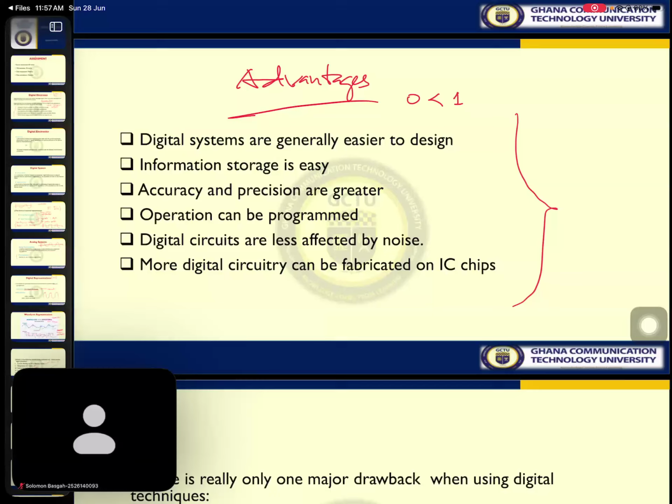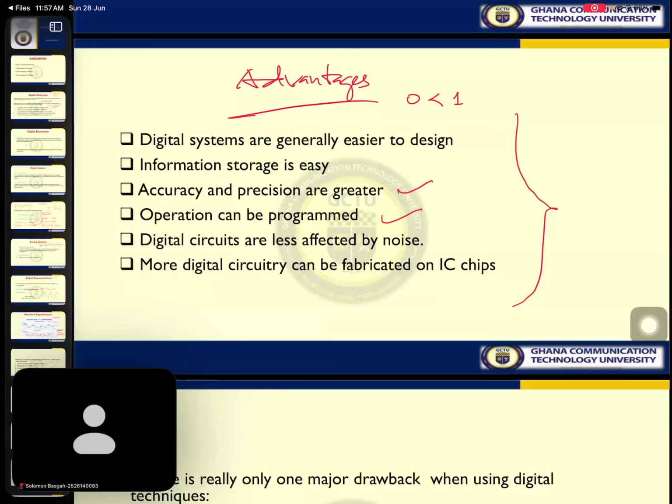The second one is easy information storage. The information can be stored in a memory. We have RAM, random access memory, the ROM, flash drives, USB drives, the SSD, and all the memory cards. So it is easier for you to store information. The next one is greater precision and accuracy. Digital systems can represent and process data with a high level of accuracy and precision, depending on the number of bits being used, as compared to analog systems.